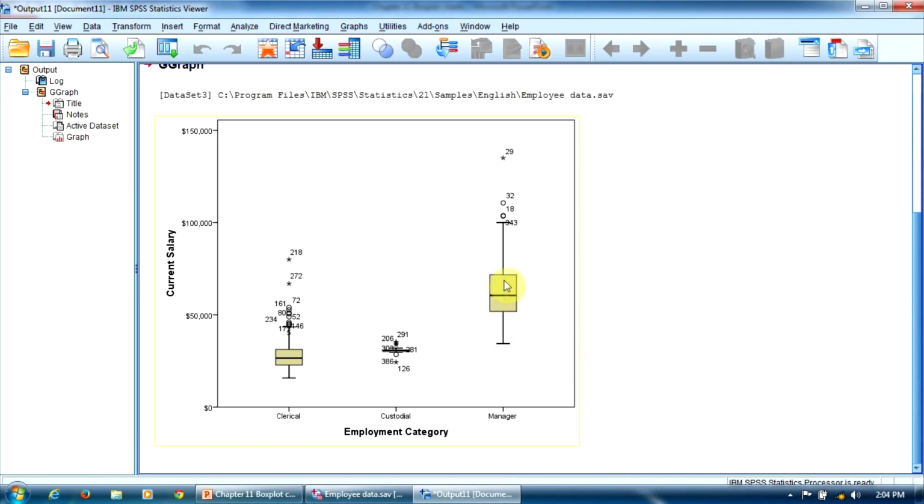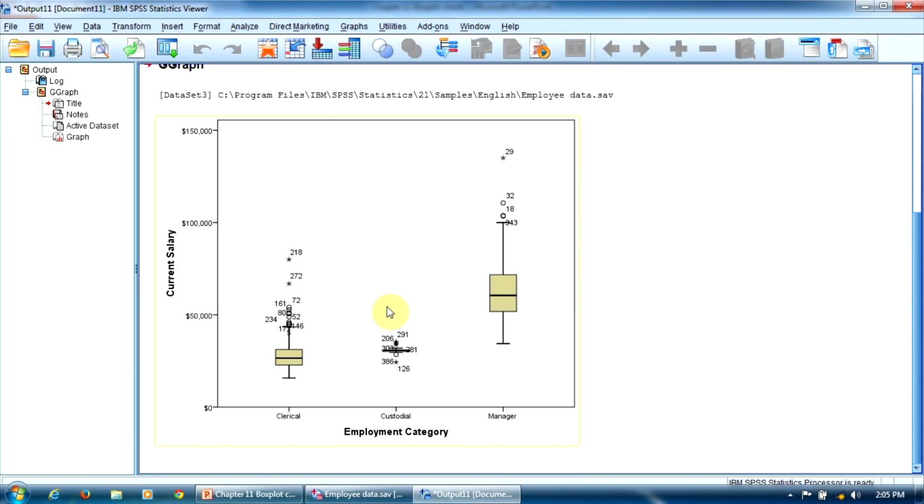A high box, like this one, or even like this one, indicates a platykurtic distribution. The values are widely spread. A thin box indicates a leptokurtic distribution. The values tend to gather around the median. This is the perfect example, the salary distribution for the custodial employees. You notice that here the height of the box is almost zero. The box is practically a line, showing an extremely leptokurtic distribution.